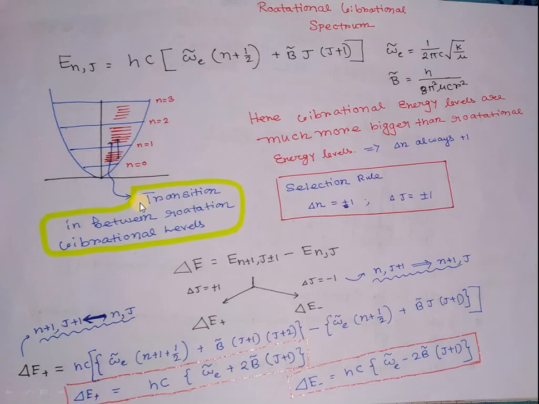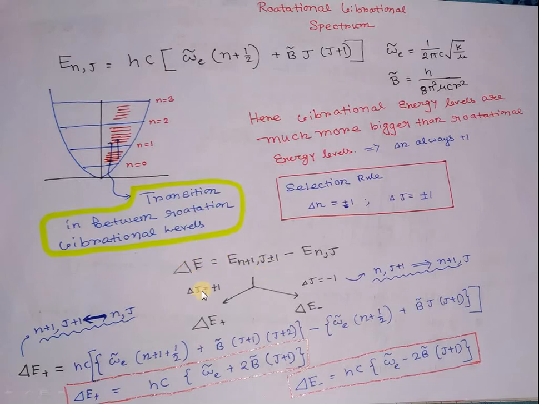Okay, so you can see this is the transition between the relative vibrational energy levels. So delta E is expressed as the energy difference between the successive two energy levels. So this is equal to E n plus 1, j plus minus 1, minus E n j. So two types of delta E are possible.